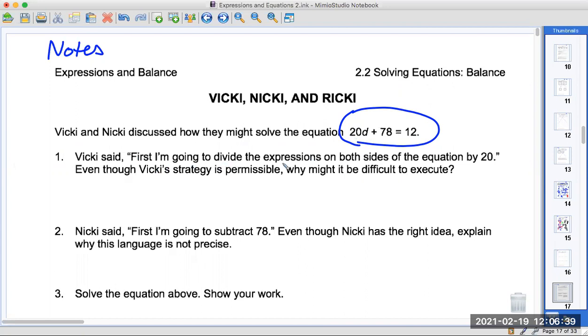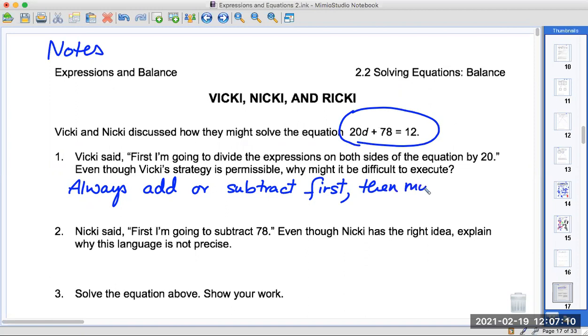Vicky said, first I'm going to divide the expression by 20, everything divided by 20. Why is this difficult to execute? Well, first of all, I want you to always, when you solve equations, you always add or subtract first. And then at the end, you multiply or divide.